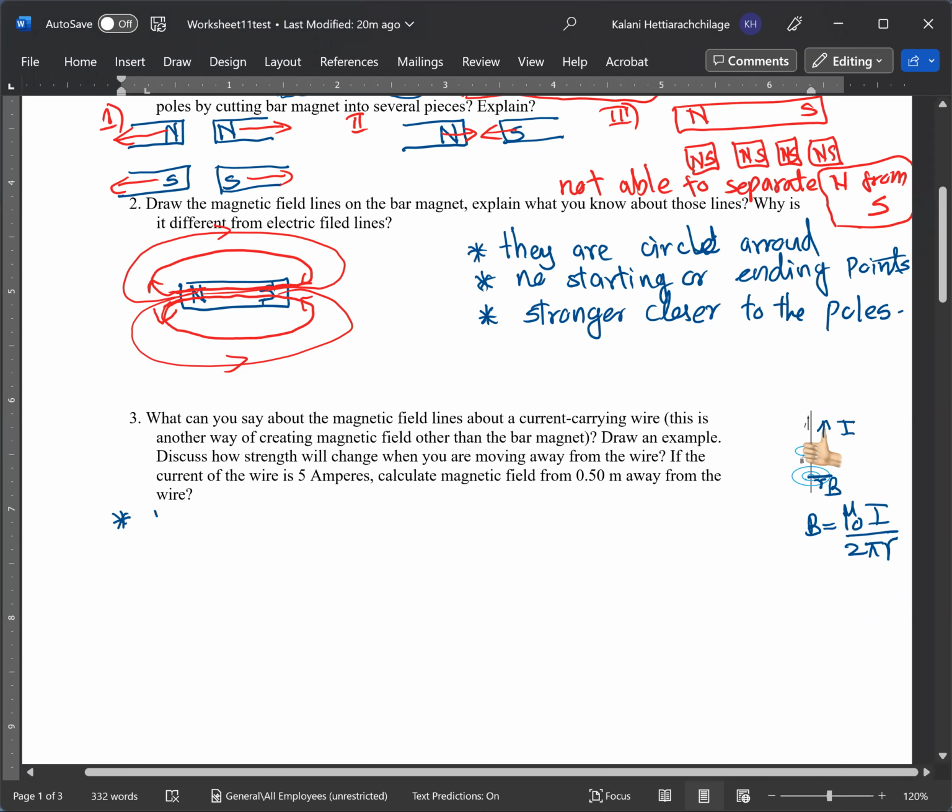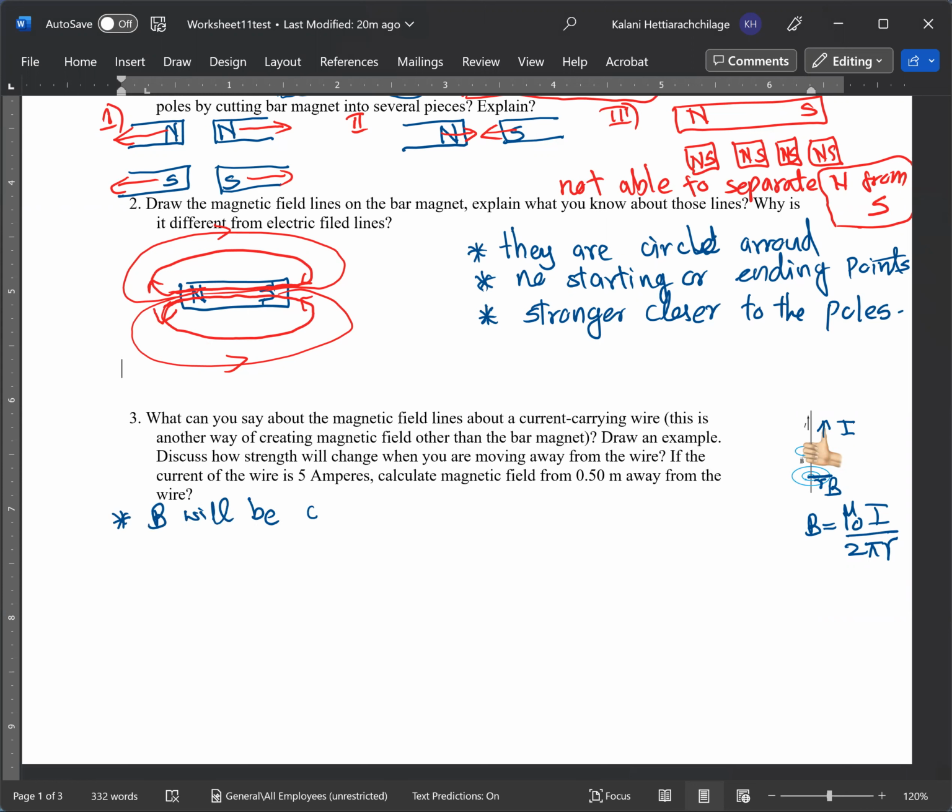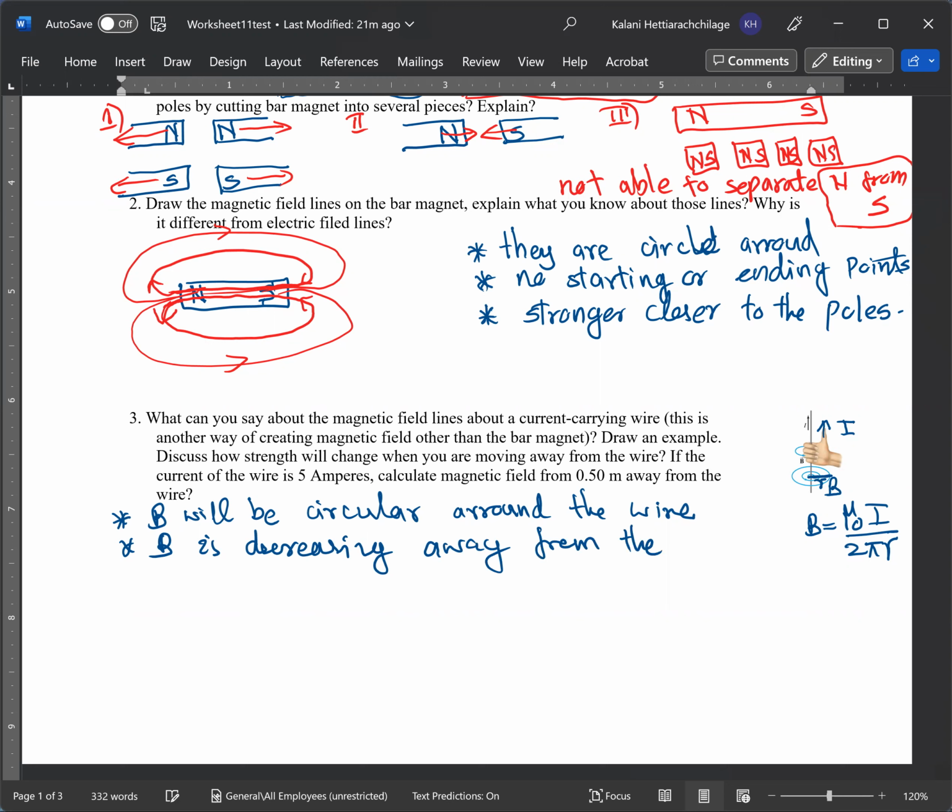And B will be circular around the wire. And also you can say B is decreasing away from the wire. That means it is stronger closer to the wire. Okay, so now draw an example.